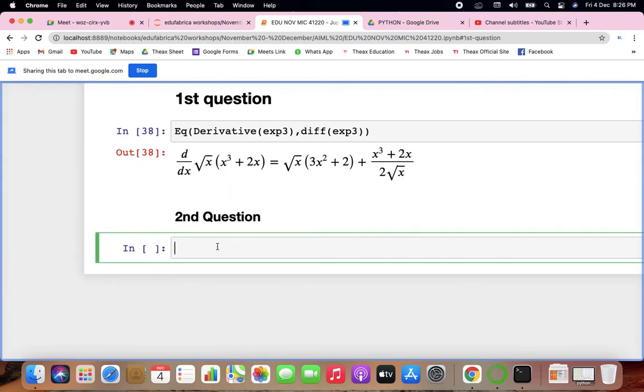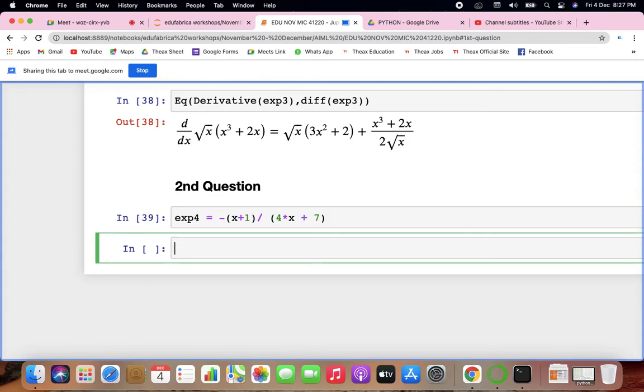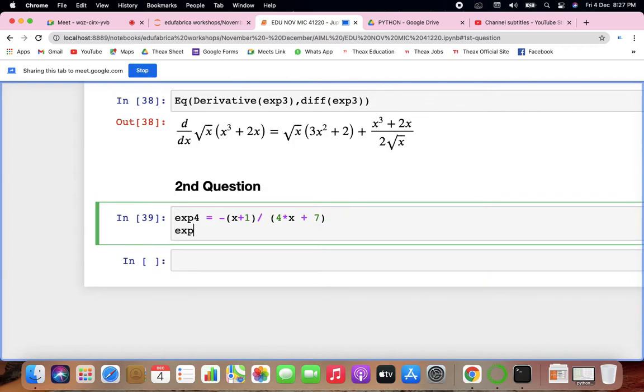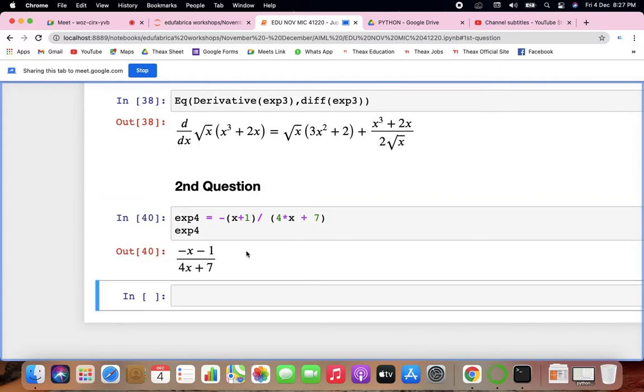Second question. Let's say now exp4 would be negative of x plus 1 divided by 4 multiplied by x plus 7. Sorry, x to 4. Whereas minus x minus 1, sorry, minus x minus 1. And somewhere it is 4 also, 4 multiplied by x plus 1. Okay, this is your equation, exp, right?